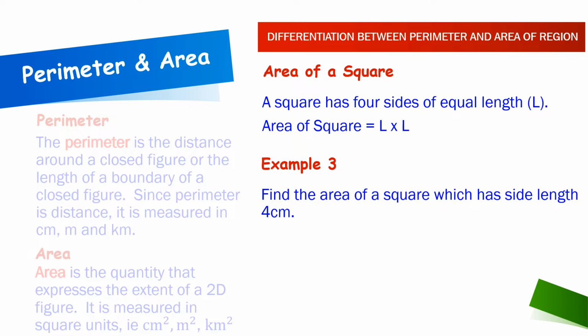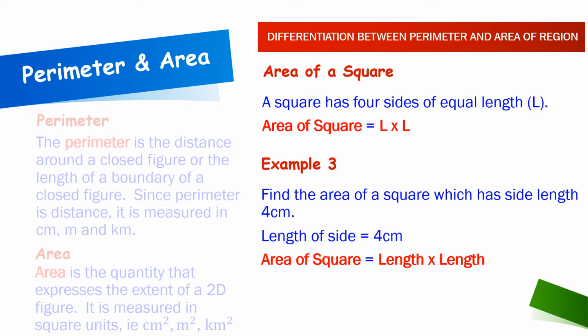So in this example, we're required to find the area of a square which has side length 4 centimeters. So we have that the length of the side equals 4 centimeters. And since the area of a square equals length times length, we have that in our example, the area of a square equals 4 centimeters times 4 centimeters, which is equal to 16 centimeters squared.